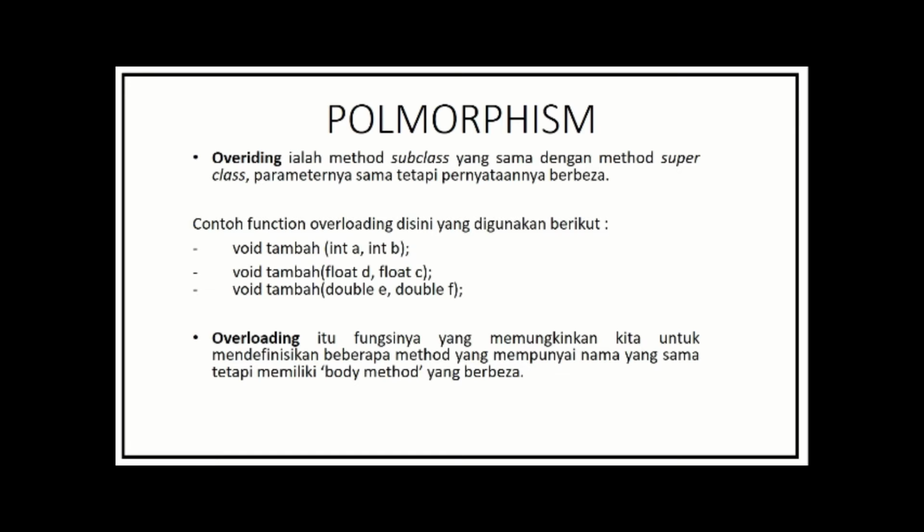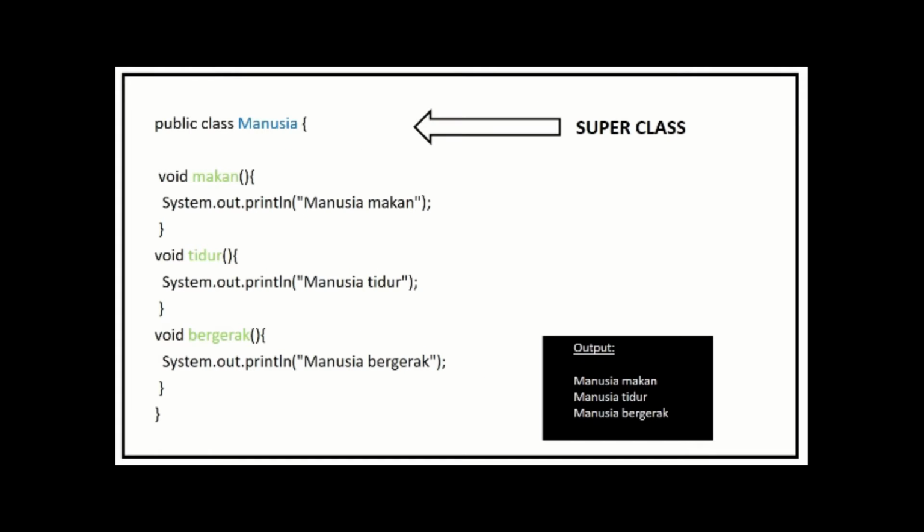Berikut adalah contoh sahaja. Yang kedua adalah overloading, iaitu fungsinya yang memungkinkan kita untuk mendefinisikan beberapa metod yang mempunyai nama yang sama tetapi memiliki body method yang berbeza. Okey, kita masuk kepada contoh.